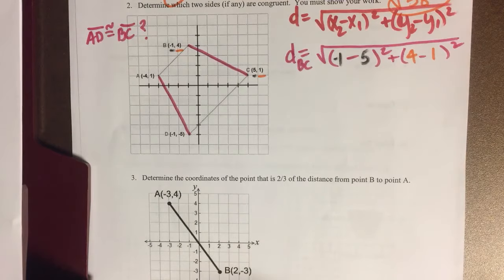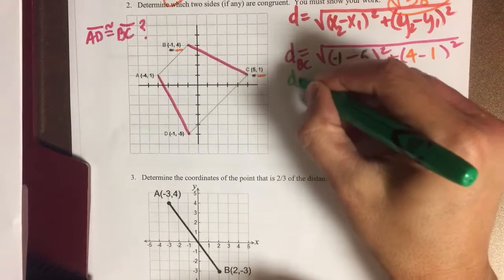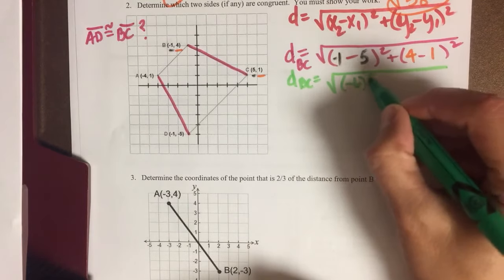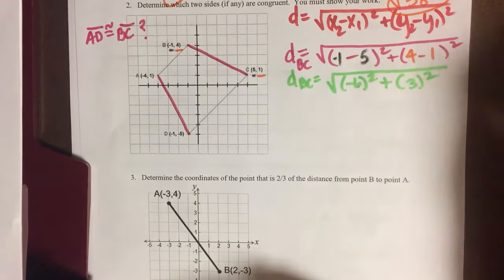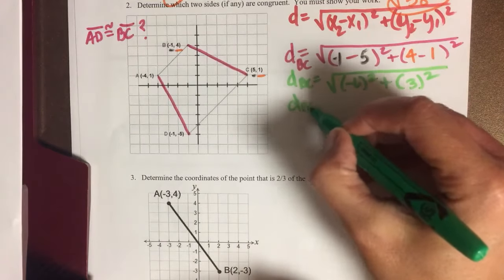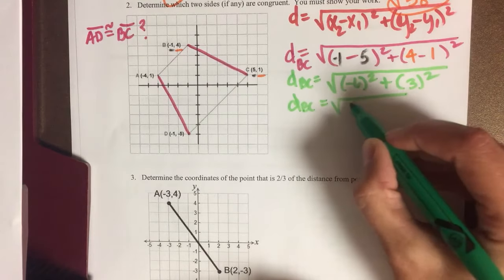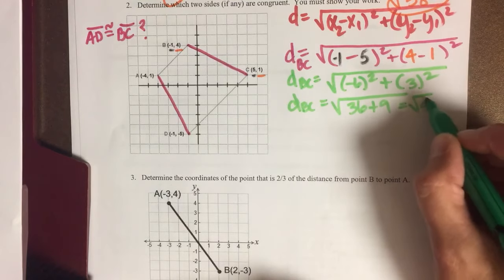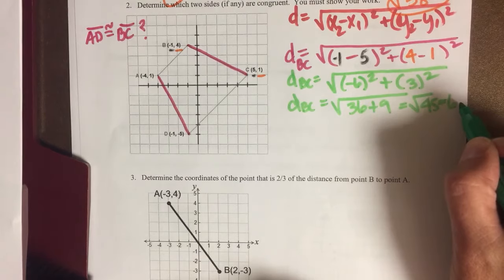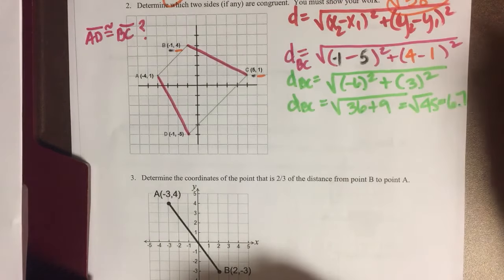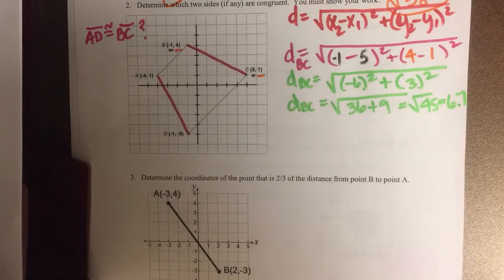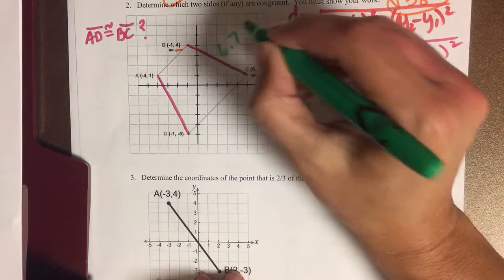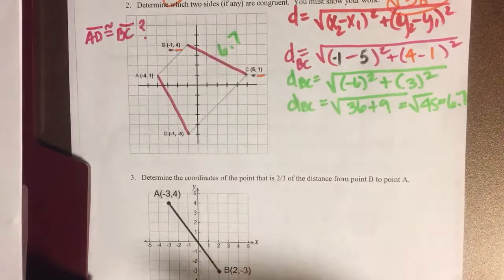So as I move down to solve this, distance from B to C, -1 minus 5 gives me -6 squared, plus 4 minus 1 is 3 squared. And then I'm just going to keep on coming here. -6 squared is 36, because when we square a negative it becomes positive, plus 9. And that equals the square root of 45, which equals about 6.7. So we've got square root of 45. We'll confirm it, 6.7. So that means this one is 6.7. So in order for them to be congruent, AD should also be 6.7.